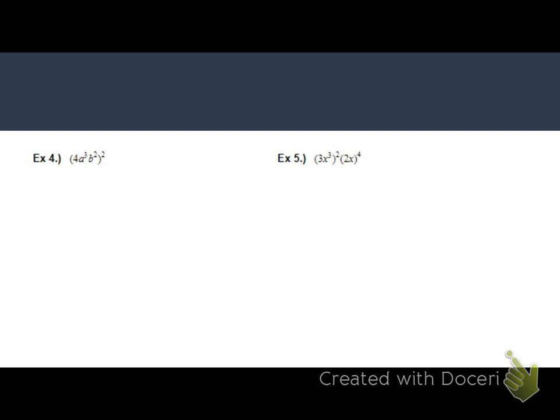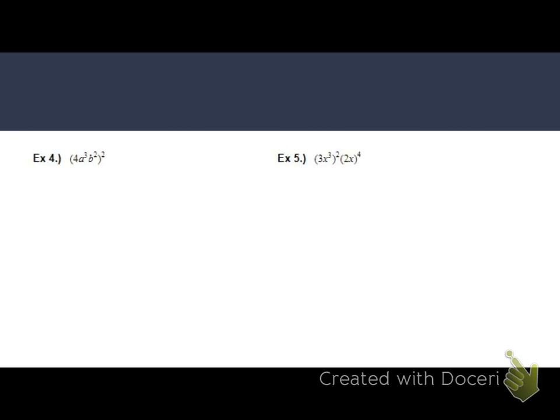Example 4 gets a little more interesting. There's nothing to simplify inside of the parentheses, but we do have an exponent outside those parentheses. So that exponent outside belongs to every single factor inside. How many factors are inside this time? 4 or 3. 3 of them. What are the factors? 4 squared.